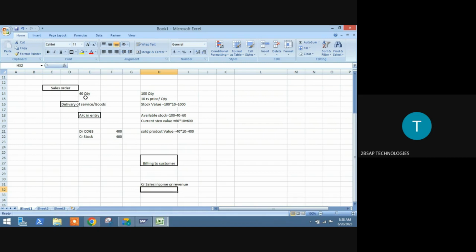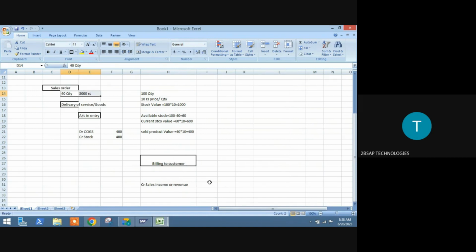Assume you are selling 40 quantities at 5,000 rupees. This is your order, this is your sales order. So what is your sales value? Whom are you going to debit this value now? 5,000 you are debiting. Whom are you going to debit? Customer. Debit to customer.